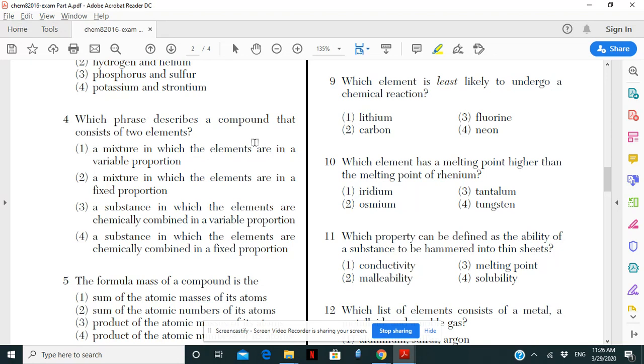So in a compound, we understand that the elements combine together with a certain ratio. Like when I say sodium chloride, NaCl, the ratio is 1:1. That's a compound. When I talk about carbon dioxide, CO2, carbon to oxygen is 1:2. So we have a fixed ratio. And in that case, I'm going to pick up 4.